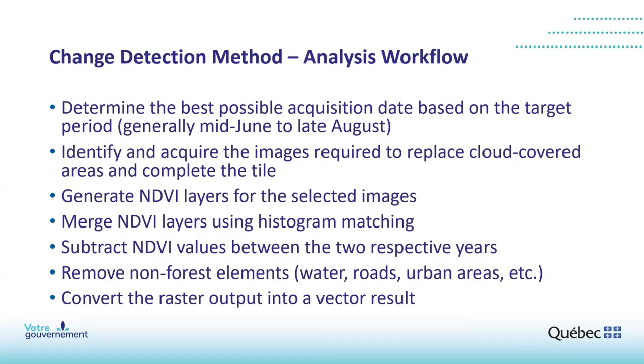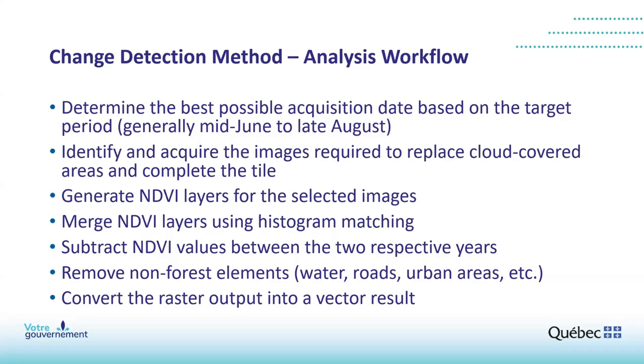Then we identify and acquire additional images when necessary to replace the cloud cover areas and ensure a full spatial cover of each tile. Then for the selected images, NDVI layers are generated to represent the vegetation condition. Those NDVI layers are then merged using histogram matching to ensure there's consistency between the two different dates of acquisition.